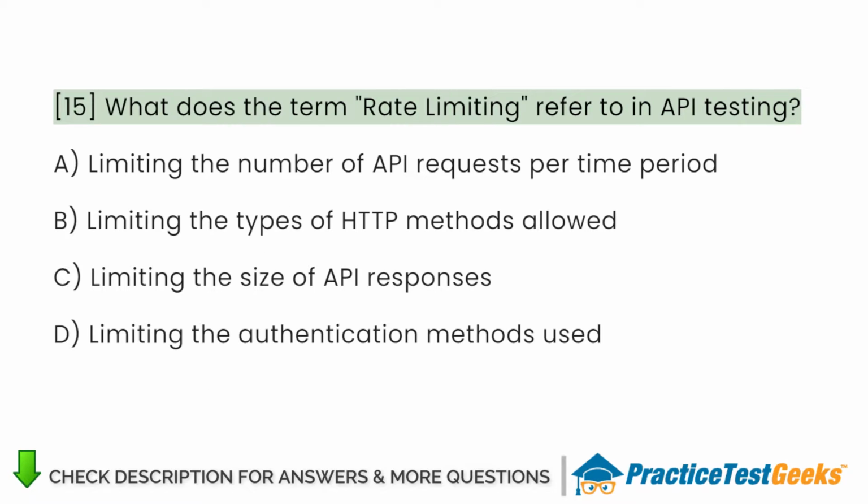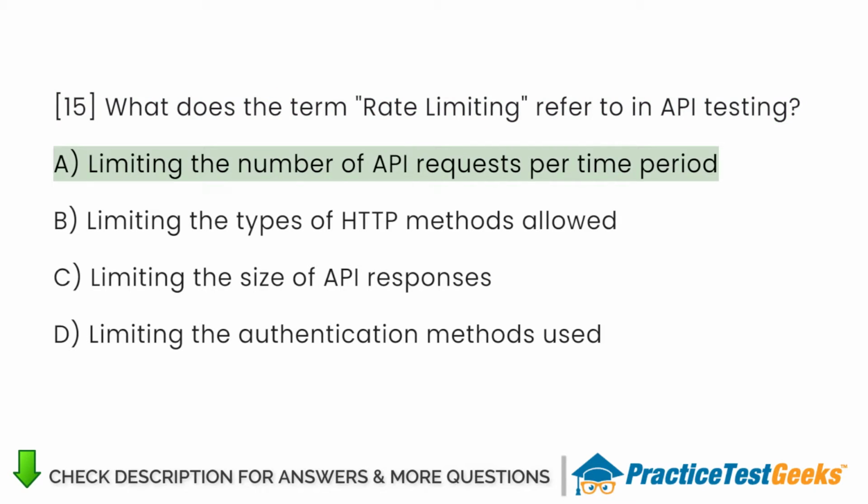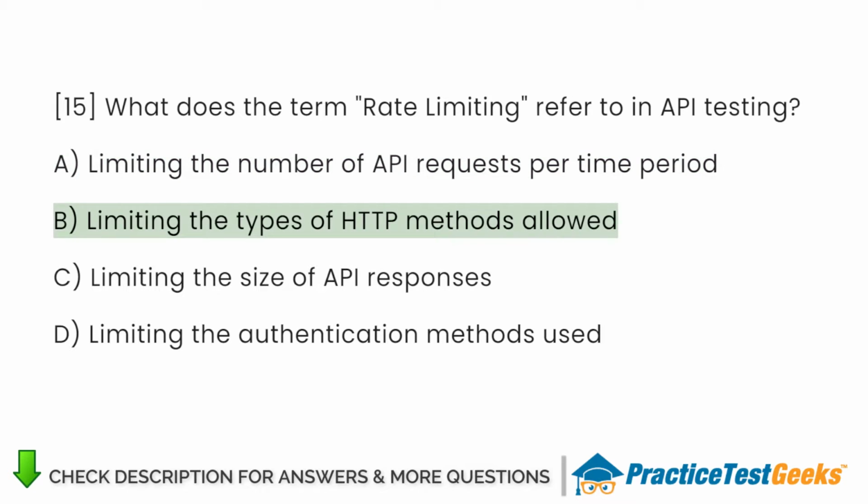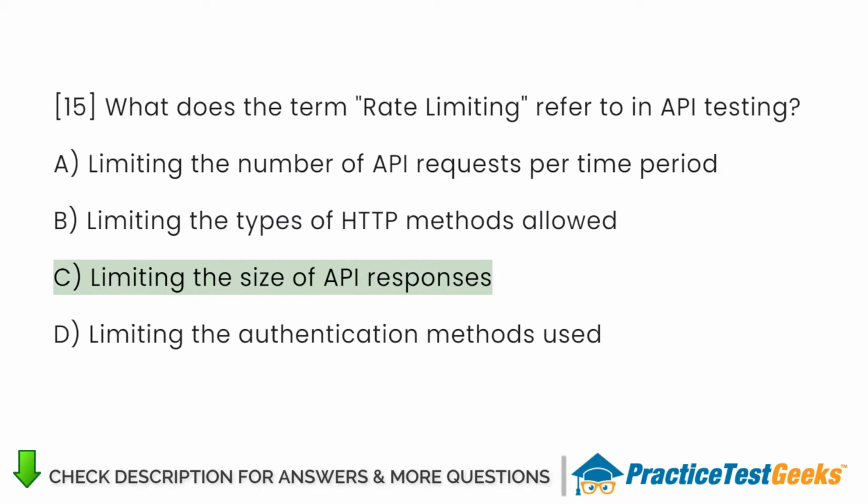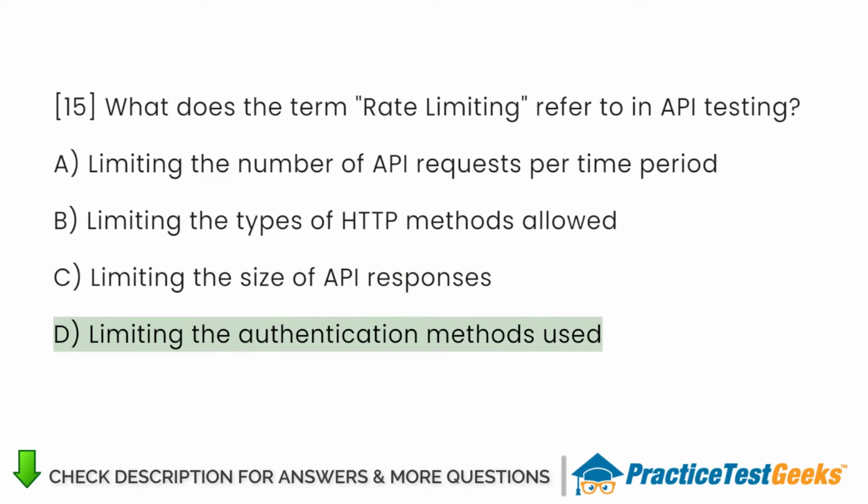What does the term rate limiting refer to in API testing? A. Limiting the number of API requests per time period. B. Limiting the types of HTTP methods allowed. C. Limiting the size of API responses. D. Limiting the authentication methods used.